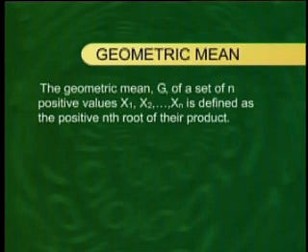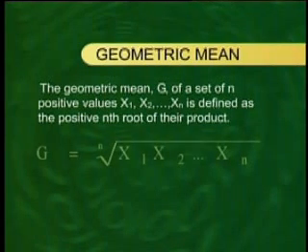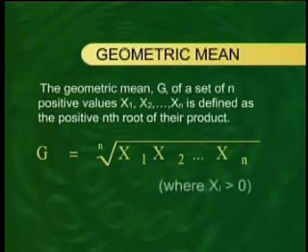The geometric mean of n positive values x1, x2, so on up to xn is defined as the positive nth root of their product. In other words, g is equal to the nth root of x1 into x2 into x3, so on up to xn, where each of the x values is greater than 0.